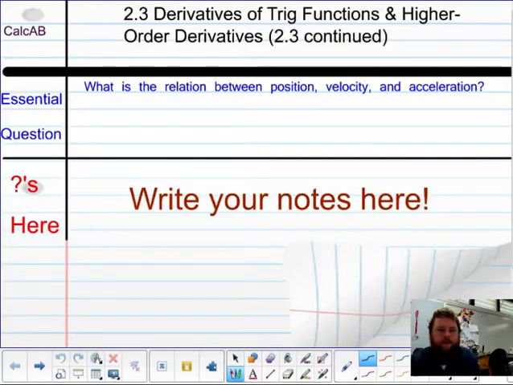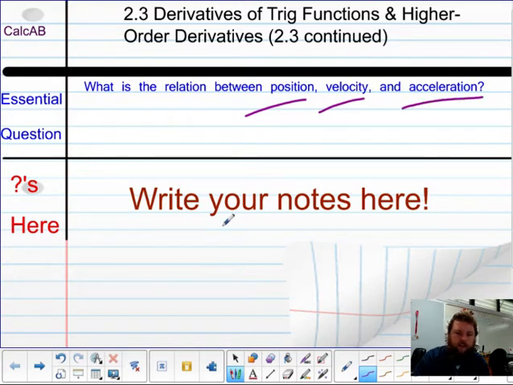Welcome, Calculus AB. This is section 2.3, derivatives of trig functions and higher order derivatives. This is continued. The essential question is, what's the relation between position, velocity, and acceleration?